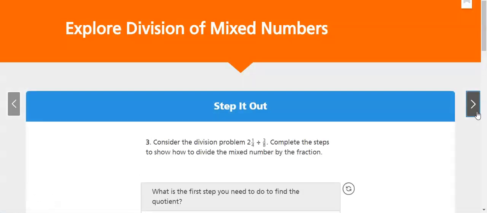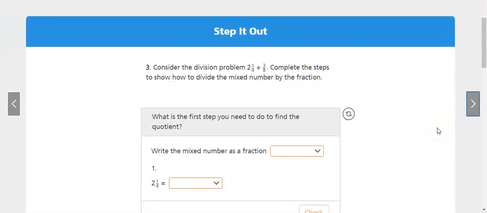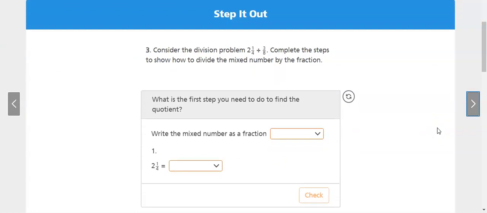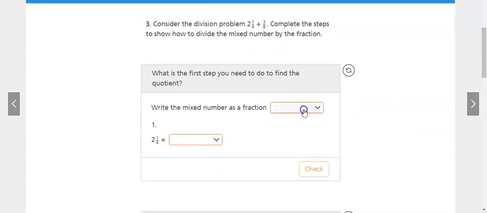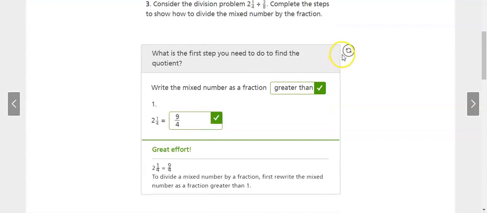Okay, consider the division problem 2 1/4 divided by 3/8. Complete the steps to show how to divide the mixed number by the fraction. So we're going to write the mixed number as a fraction greater than 1. 2 1/4: 4 times 2 is 8, plus 1 is 9, and the same denominator.